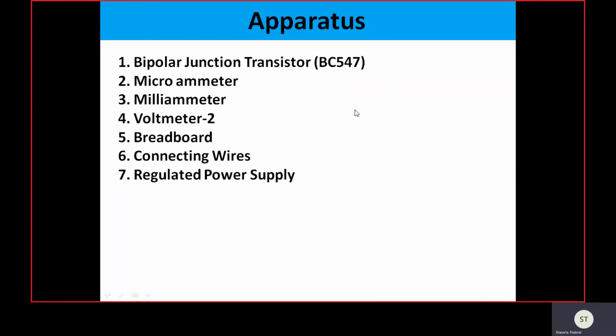What are the apparatus we are going to use to perform this experiment? If we perform this experiment physically in the lab, then we can make the connection on the breadboard with the help of a bipolar junction transistor BC547, a microammeter for measuring the base current, and a milliammeter for measuring the collector current. Two voltmeters are required. One is to measure the voltage between base and emitter, and the other is to measure the voltage between collector and emitter. Obviously on the breadboard we make the connections with the help of connecting wires, and we need two regulated power supplies.